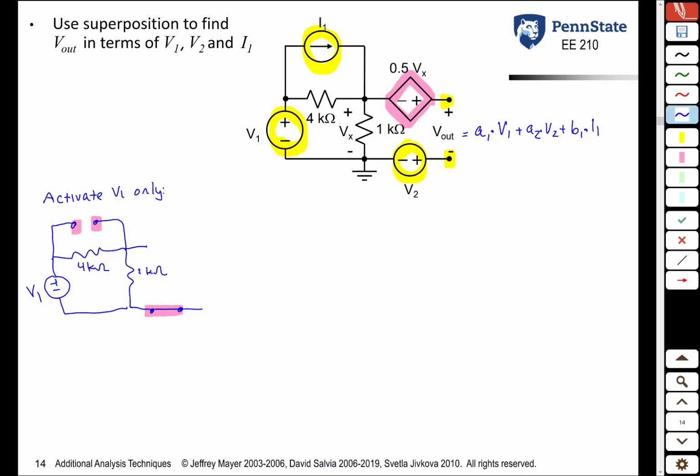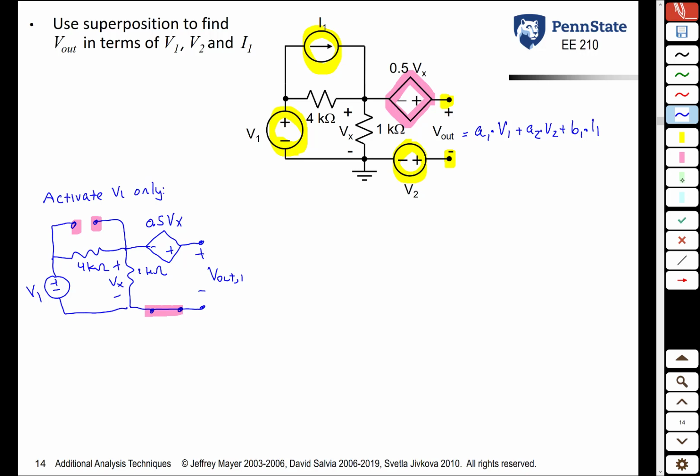This dependent source is not deactivated because it is a dependent source. So its value is still 0.5 Vx with the plus on the right, the minus on the left, and Vx, the controlling variable, is the voltage across this 1 kilo ohm resistor. And we're asked to measure this voltage at these terminals here, and we're going to call this Vout sub 1 because it's only a partial voltage. It is the voltage due only to the source V1.